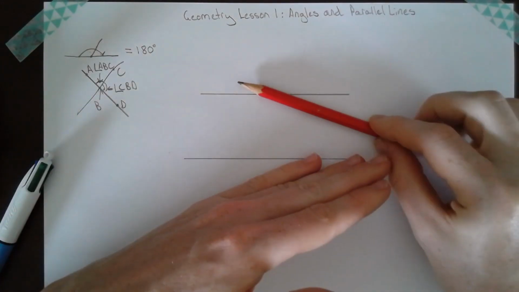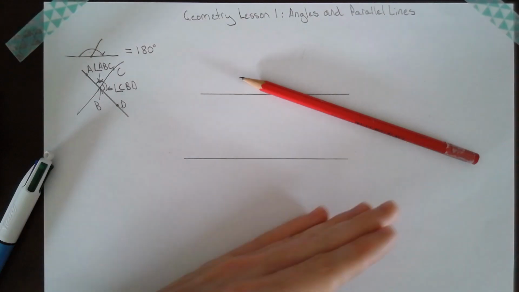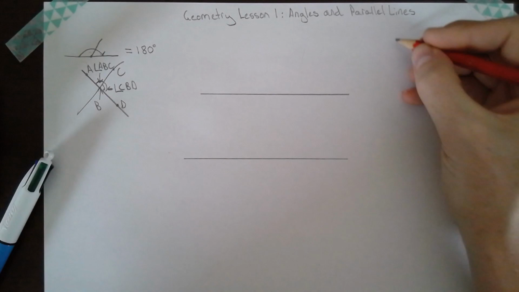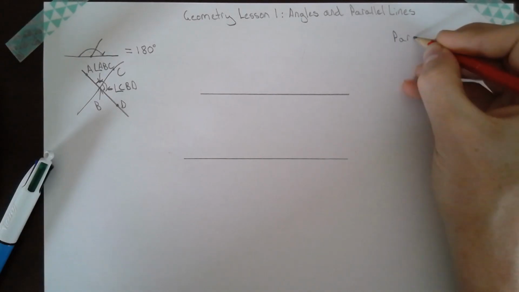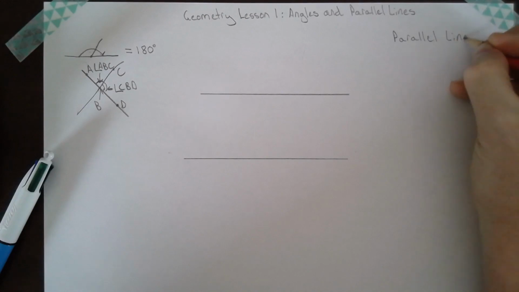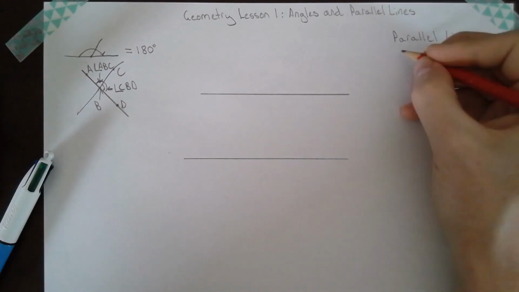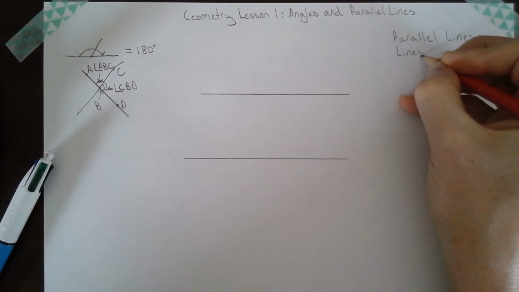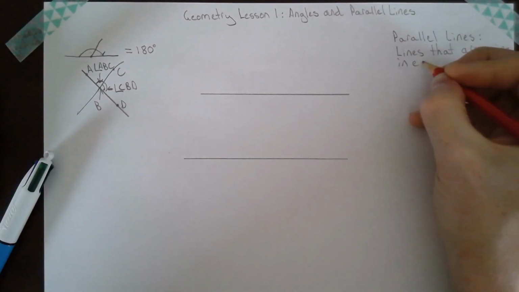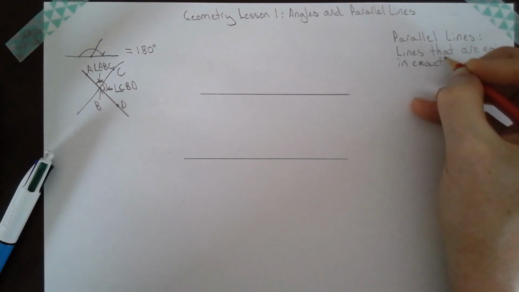And so over here, I'm going to define parallel lines as lines that are going in exactly, almost spelt that incorrectly. I'm a maths teacher, not an English teacher. Exactly the same direction.